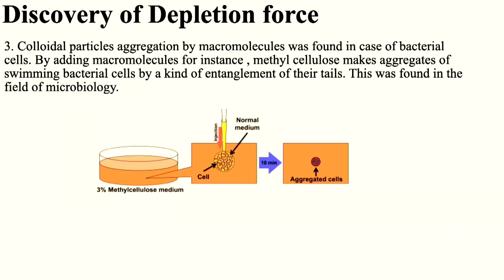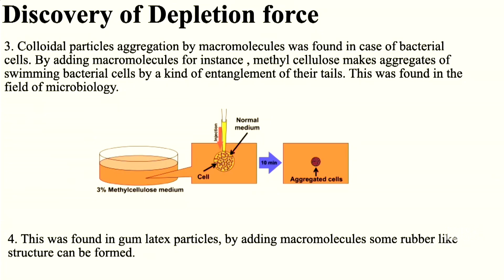For example, in the microbiology field, with bacterial cells, adding macromolecules, for instance methyl cellulose, makes swimming bacteria aggregate by a kind of entanglement of their cell tails. So there are other examples as well. By that time, 1953, people knew these kinds of phenomena, but there was no underlying physics or science behind it. People had not formulated what kind of physics could capture it.